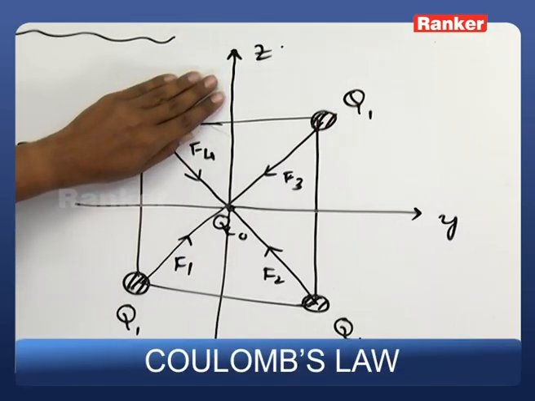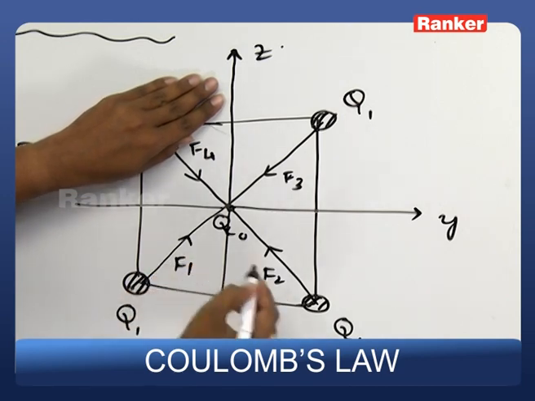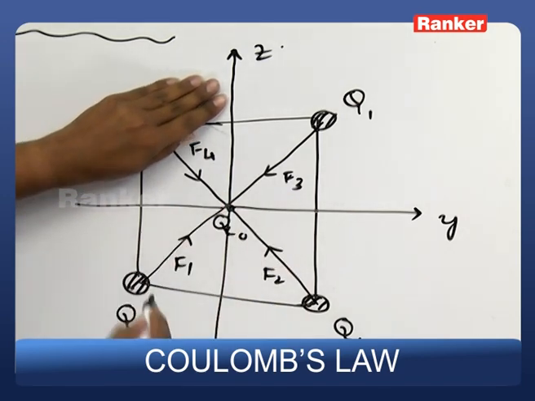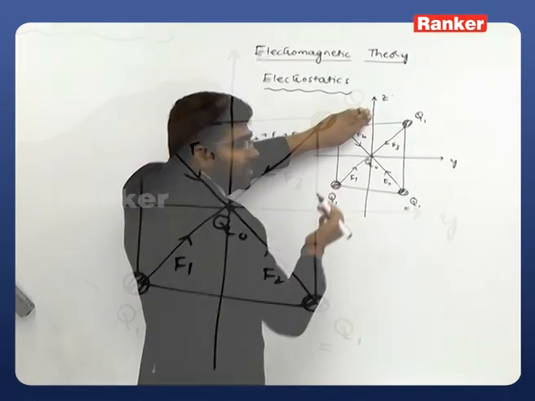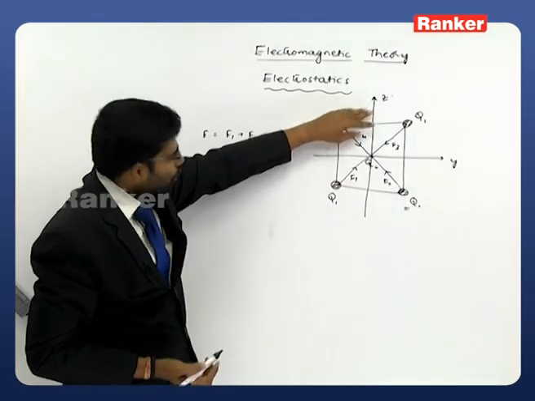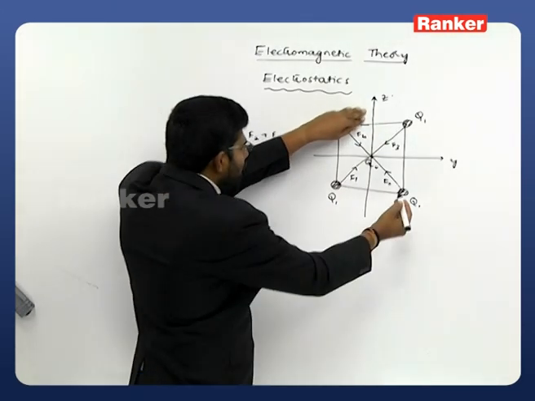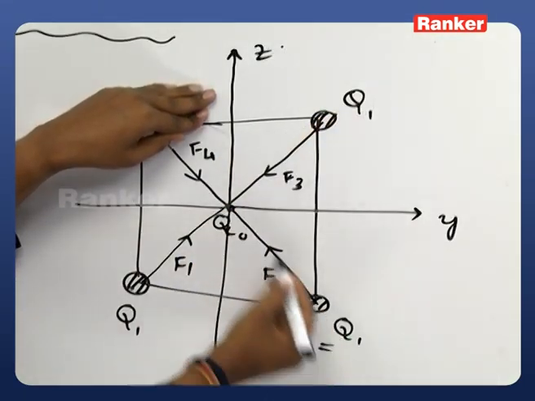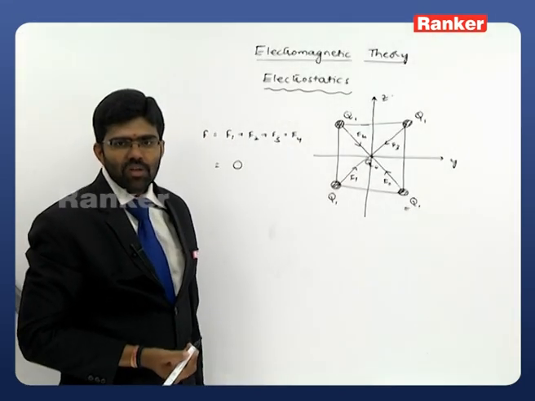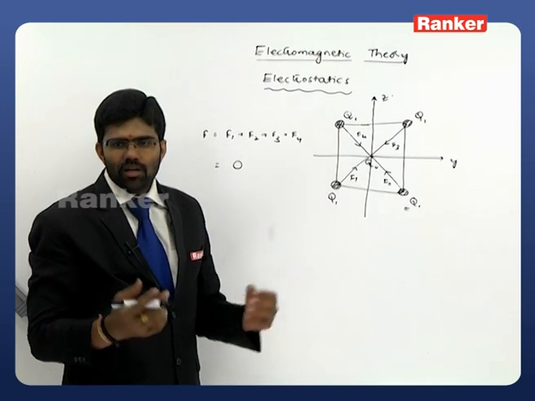If this charge was removed, you have 3 forces, F1, F2 and F3. But here also F1 and F3 are opposite in direction and the same in magnitude, so these two will cancel, and the net force acting is only because of this charge. The same case is applicable for the other charges also.